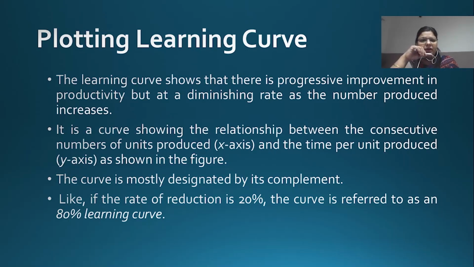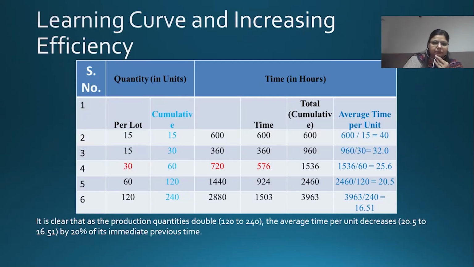Now, what is plotting the learning curve? This is a curve that shows a progressive improvement in productivity but at a diminishing rate as the number produced increases. It is a curve showing the relationship between the consecutive number of units produced on the x-axis and the time per unit produced on the y-axis, as shown in the figure. The curve is mostly designated by its complement. For example, if the rate of reduction is 20%, the curve is referred to as an 80% learning curve. So this is the learning curve and increasing efficiency.